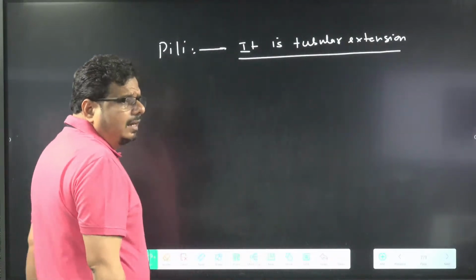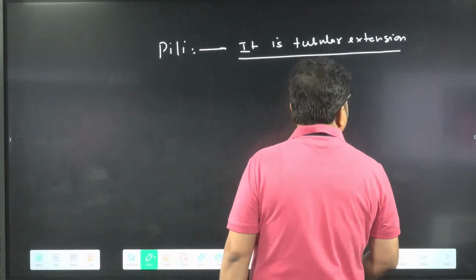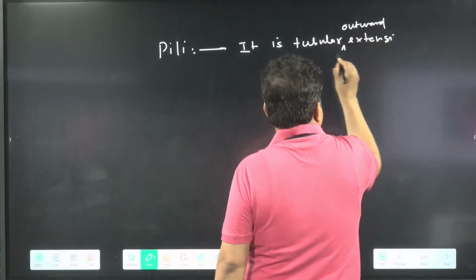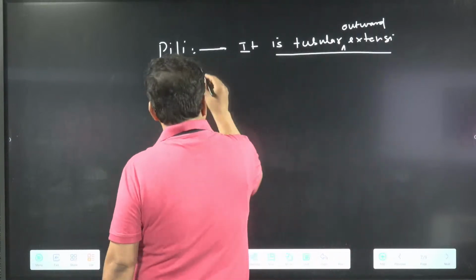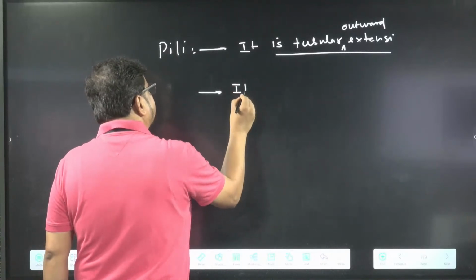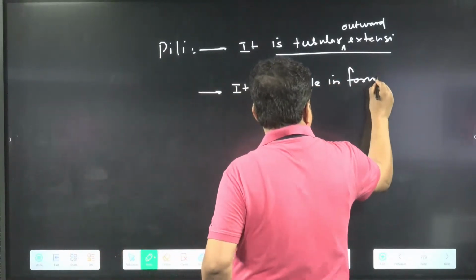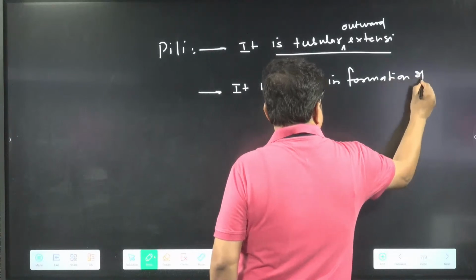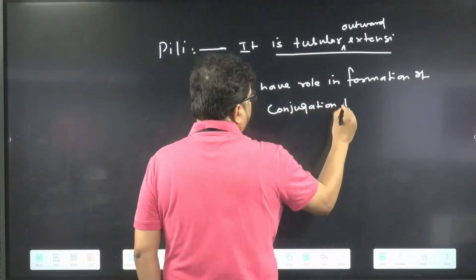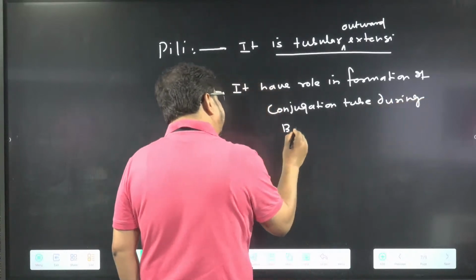Got the idea? And it is a tubular outward extension. Getting the idea or not? And this pili has a role in the formation of the conjugation tube during bacterial conjugation. This line is not written in NCERT.